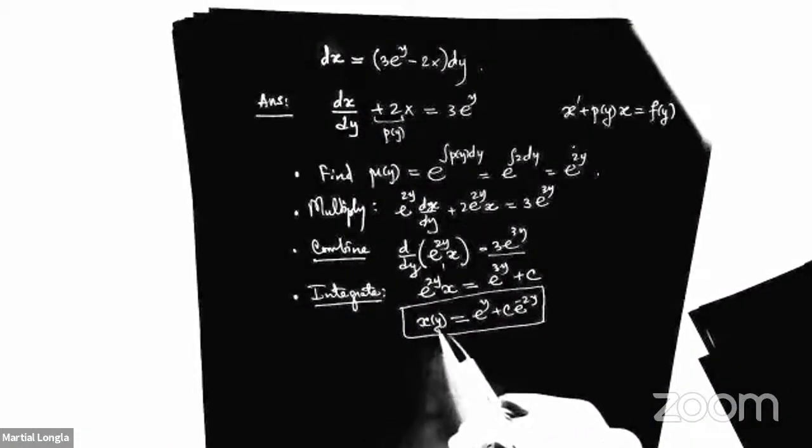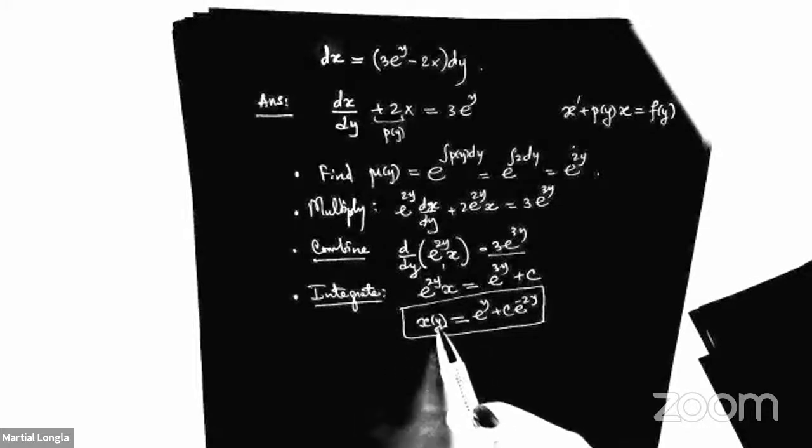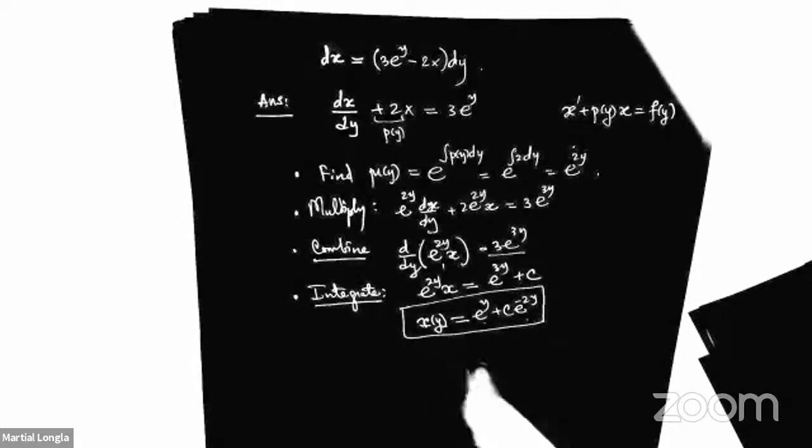Does it matter if we put x of y or y of x equals? That's not y of x. This is x of y, X as a function of y, that's a function of y. That's why you got x of y.